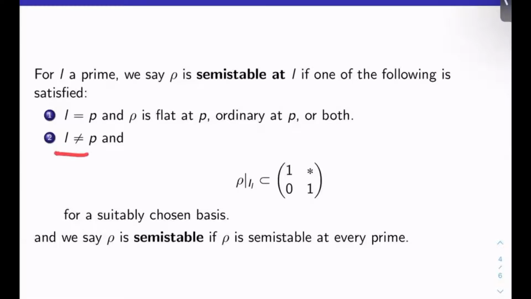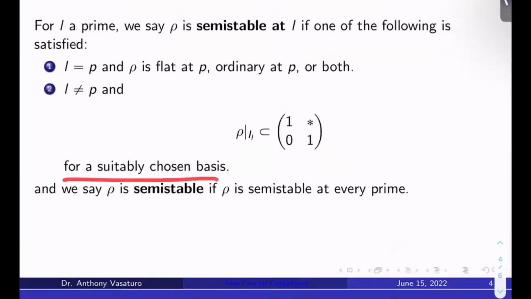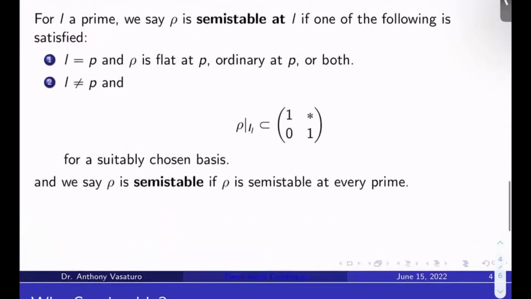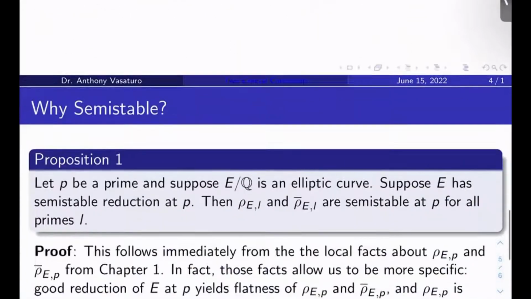Or L isn't P and the image of inertia at L is contained in the unipotent group. I say contained because the image of inertia could be trivial if rho is unramified at L, for example, so this star could be a 0. And again, I want this to be true for a suitably chosen basis. That goes without saying. And I'm going to say rho is semi-stable if rho is semi-stable at every prime. And this definition works for rho or rho naught, actually.